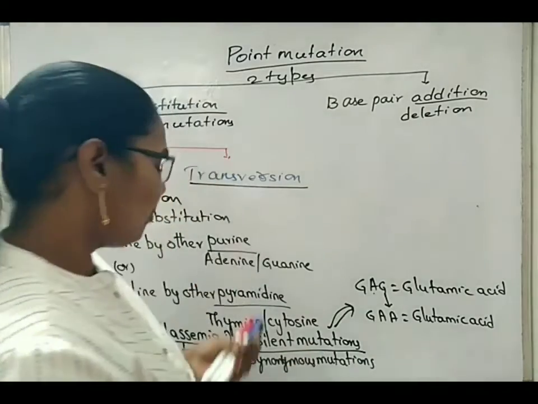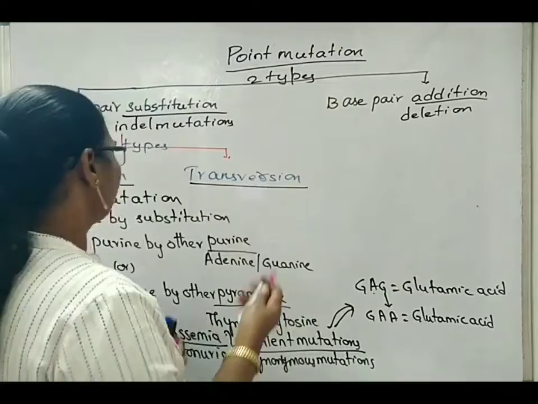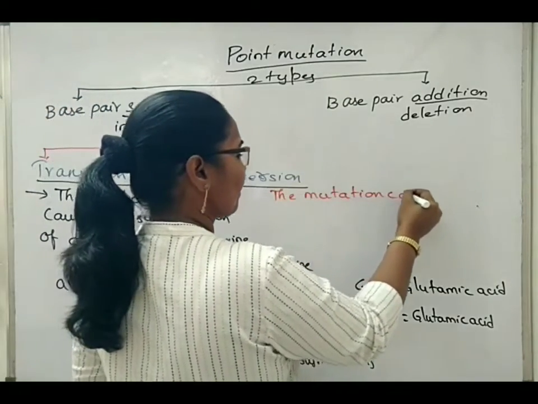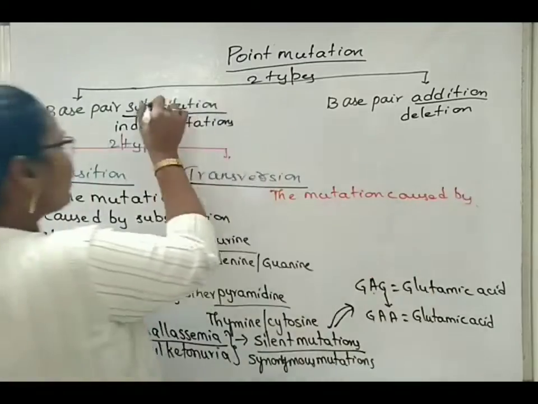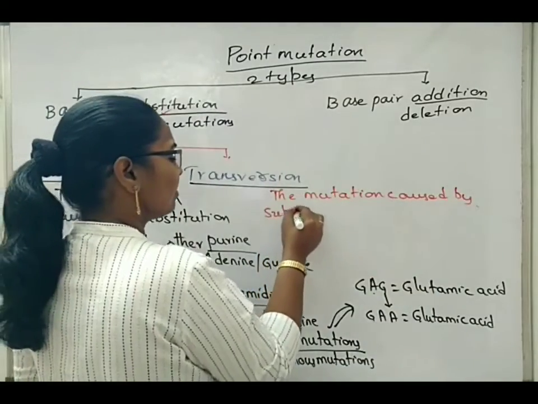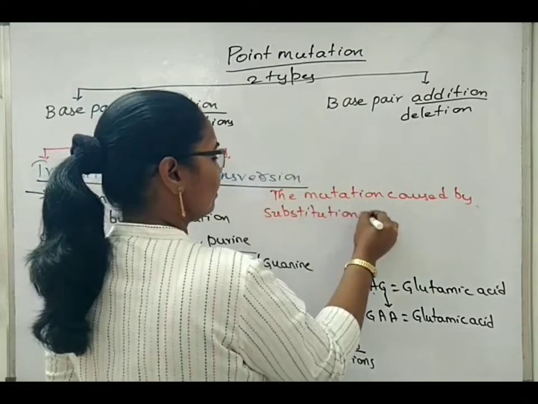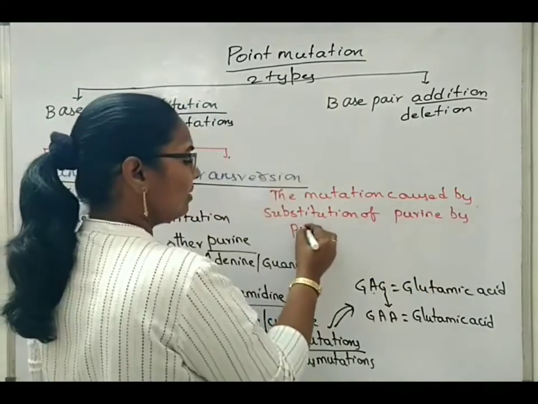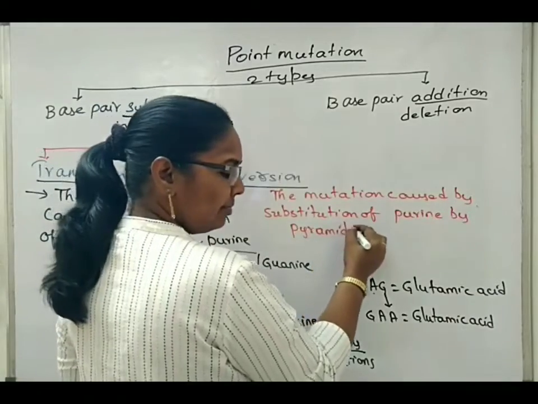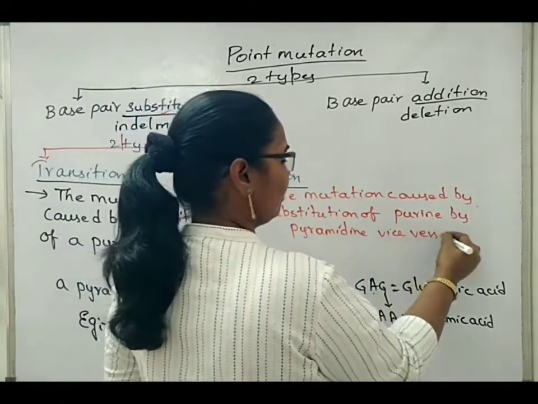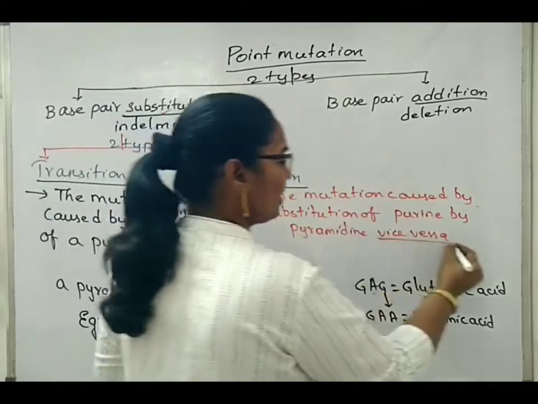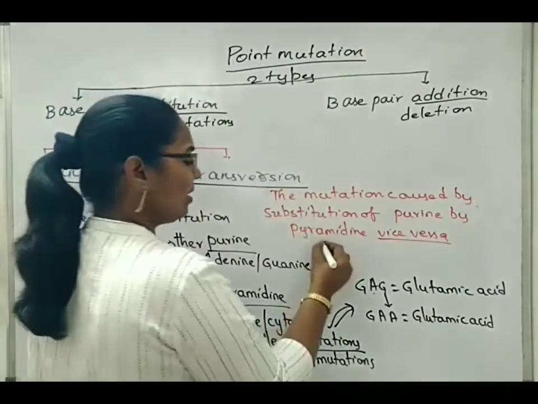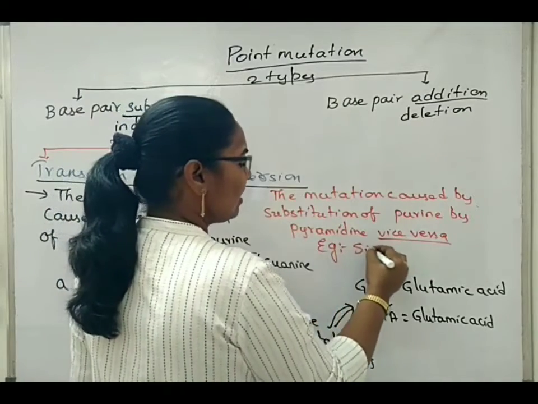Next, what is meant by transversion type of mutation? The mutation caused by substitution of one purine by pyrimidine and vice versa. Means a pyrimidine by a purine, or purine by pyrimidine, that is in reverse. Here, an example we can take is sickle cell anemia.